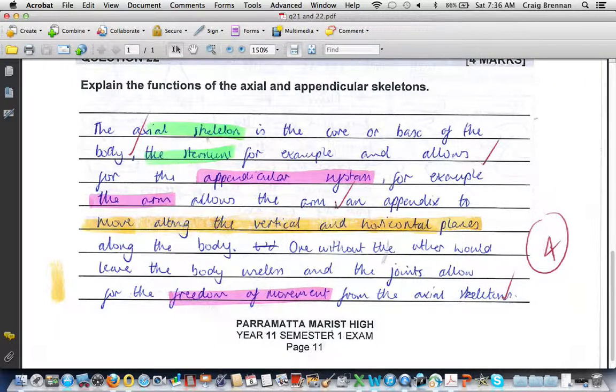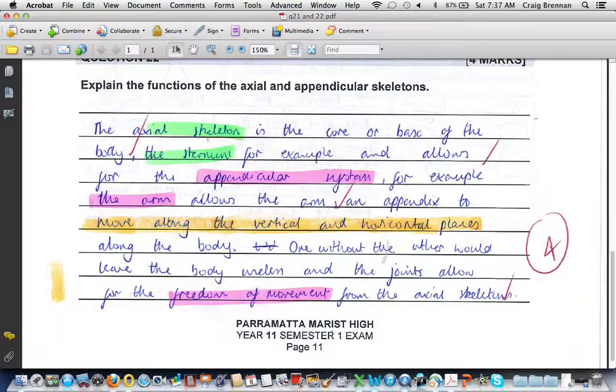First of all, this answer shows some of the highlighted terms, being axial, appendicular. Very good. This question was worth 4 marks. The axial skeleton is the core or base of the body, which is exactly what we know the axial skeleton to be. The sternum, for example. So he supplied an example of a part of the axial skeleton, and it allows for the appendicular system, for example the arms, to move along the vertical and horizontal planes, so along the body. So he's showing a little bit of relationship between the two of them.